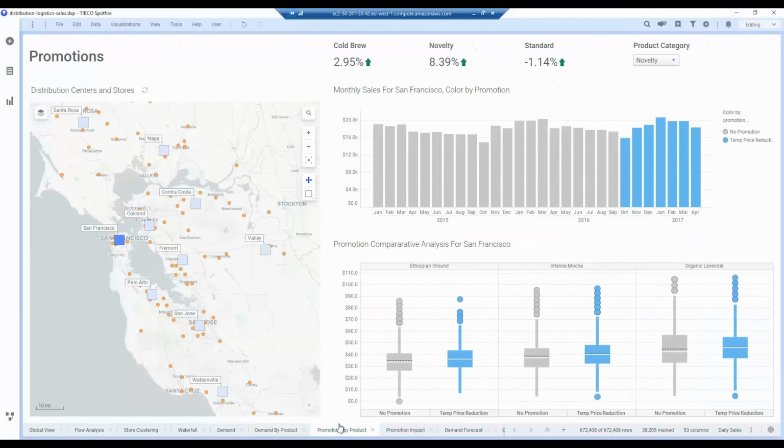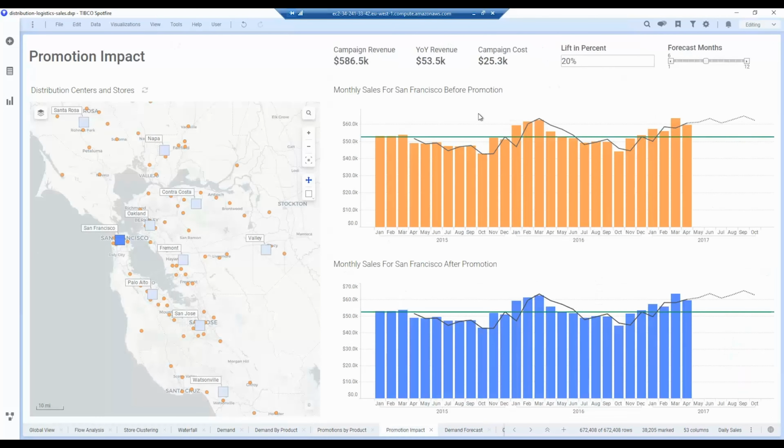We can look at what happens when we do promotions and the effect of those promotions on historical product sales. In this case, we're looking at what happened when we did promotions for different types of novelty coffees. We saw an uplift of 8% over the previous year's sales.